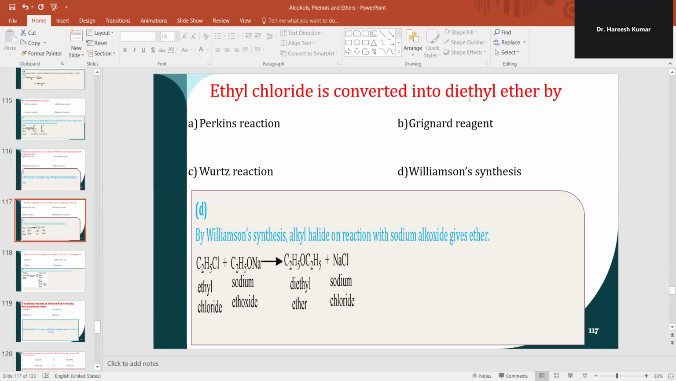Ethyl chloride is converted into diethyl ether. It's nothing but Williamson synthesis. That means ethyl chloride reacting with sodium ethoxide gives diethyl ether.